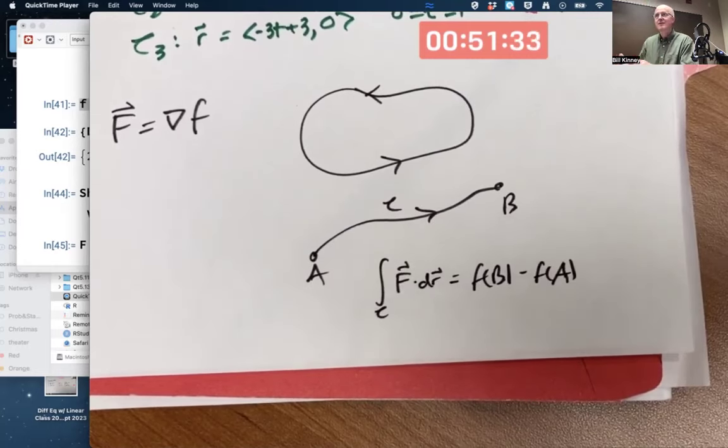That's a special kind of vector field. You're also in the reading going to see something about a condition for the vector field being conservative related to the curl of the vector field being 0. Watch out for that in the reading as well.